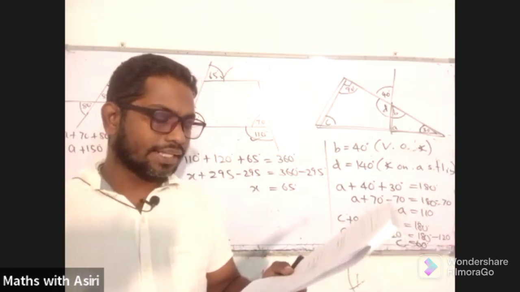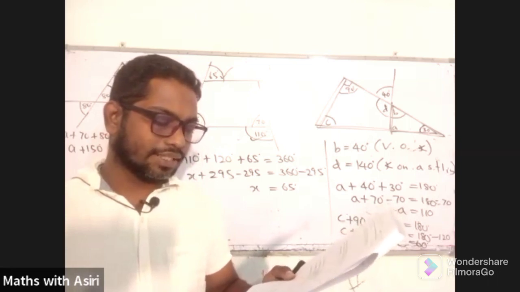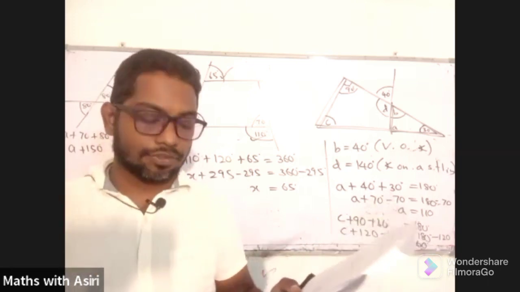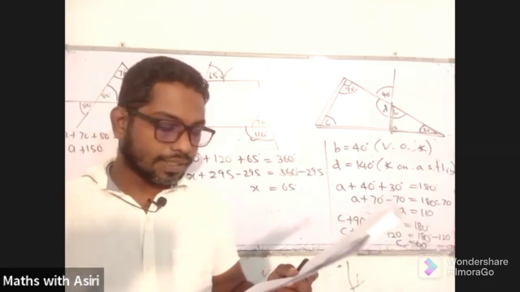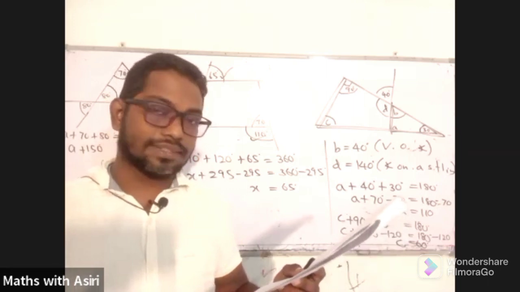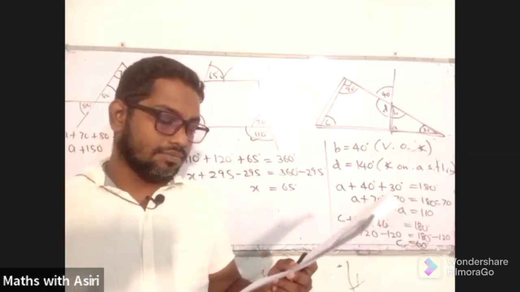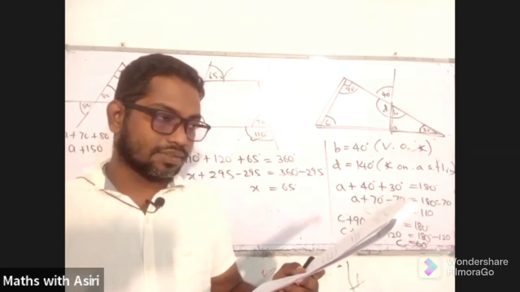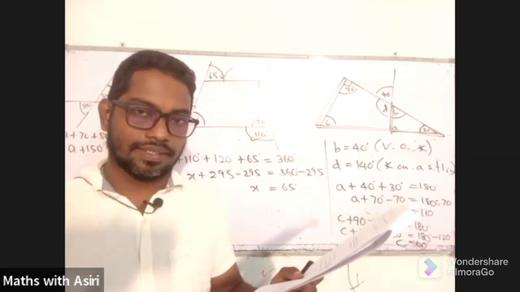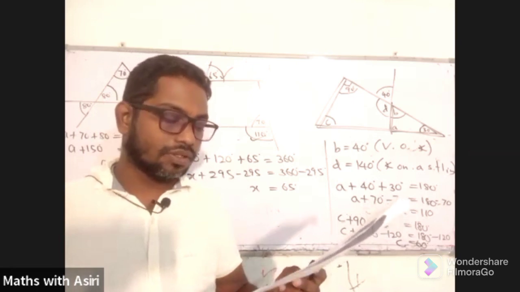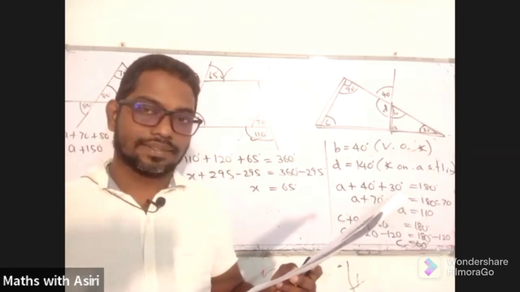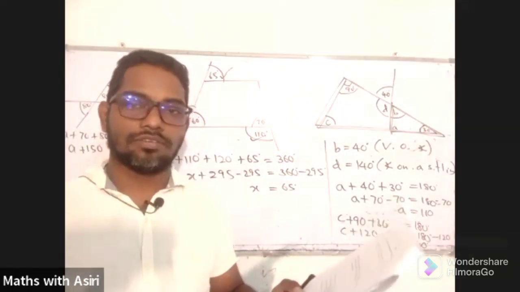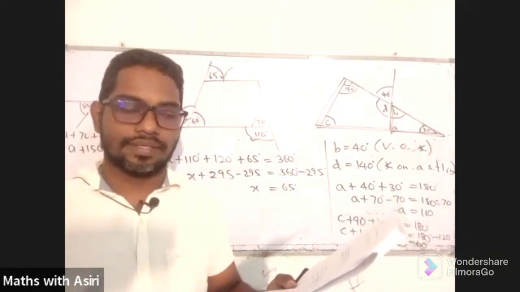Can 90, 90, 70 and 110 be the interior angles of a quadrilateral? Yes. The sum of these four angles: 90 plus 90 is 180, 70 plus 110 is also 180, and 180 plus 180 is 360. So the sum of these four angles is 360. That is equal to the sum of interior angles of a quadrilateral. That may be.